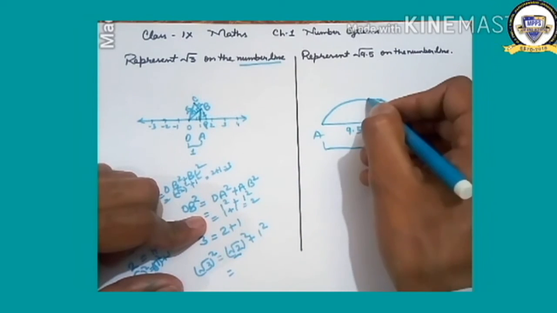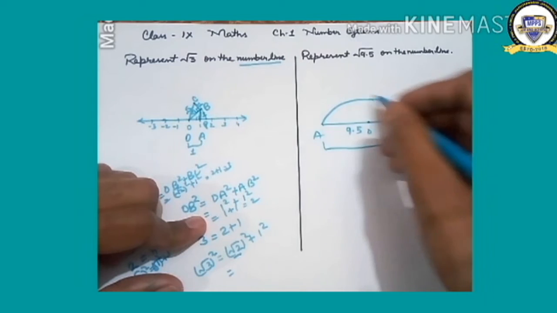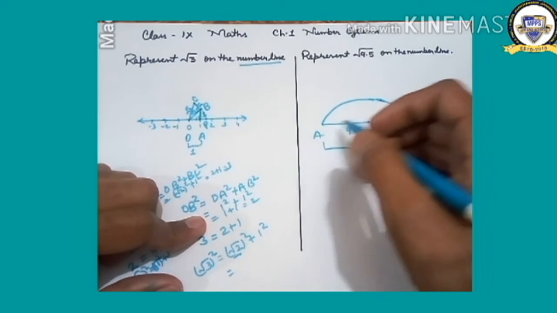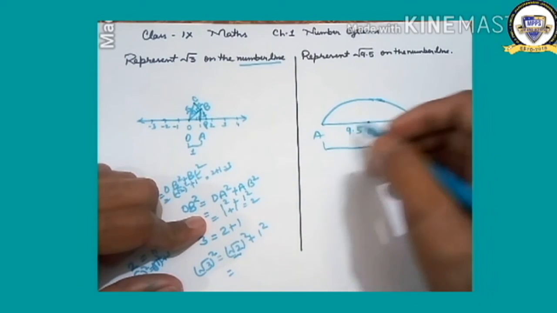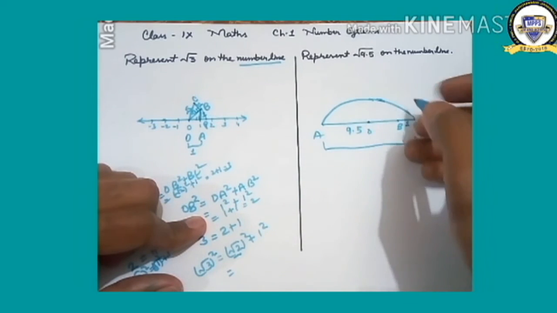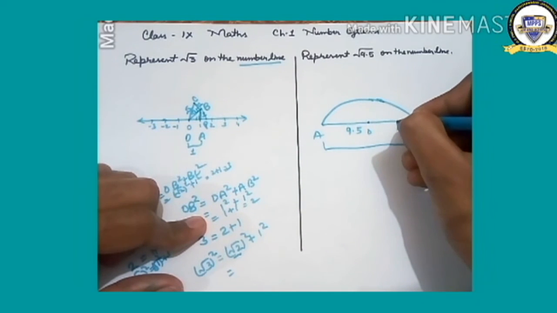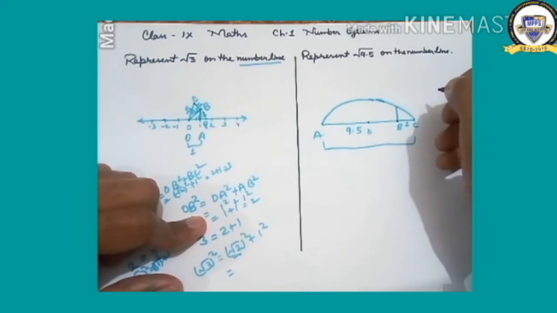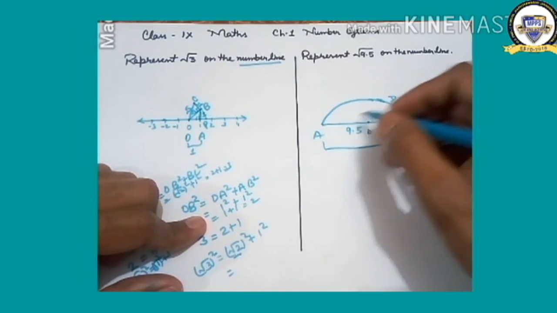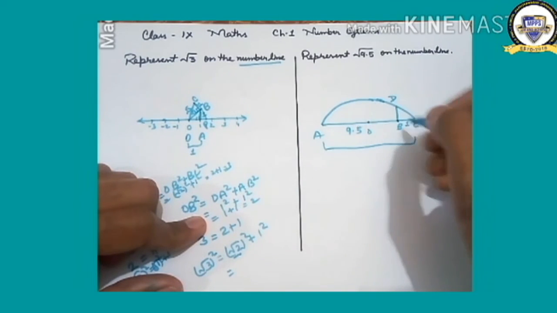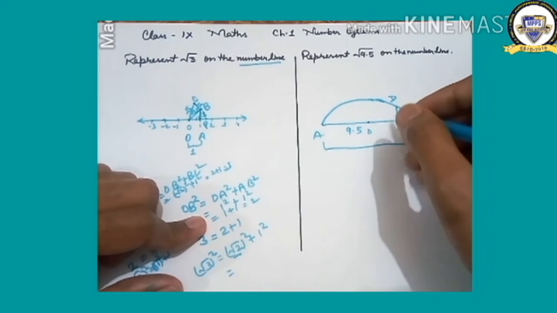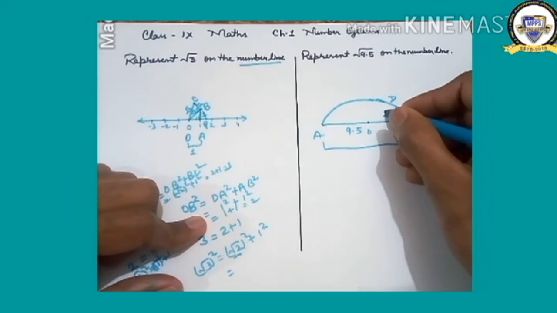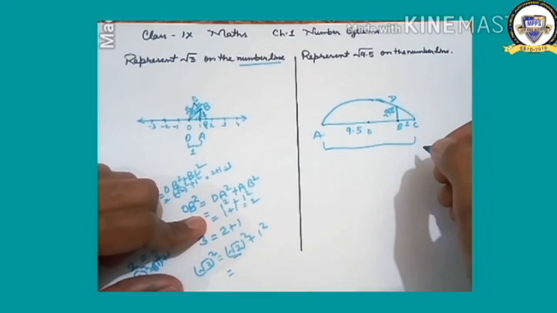Correct? After completing the semicircle from A to C, just draw a perpendicular line from point B. Suppose that cuts the semicircle at point D. BD will be exactly square root 9.5.